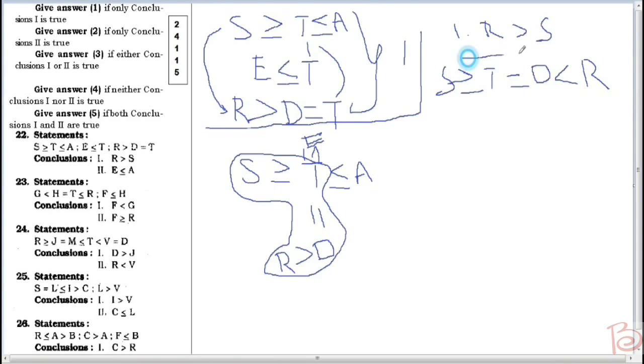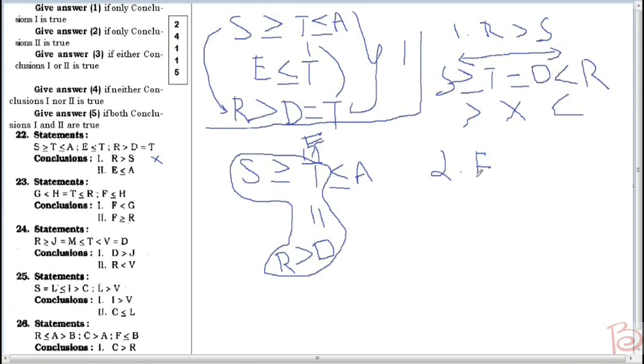If you see the sequence here, this symbol is in a different direction and that symbol is in a different direction, so we cannot draw a conclusion if the statements are like this. So the first conclusion is incorrect.